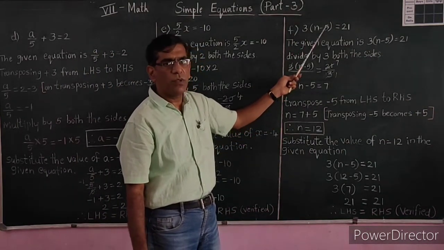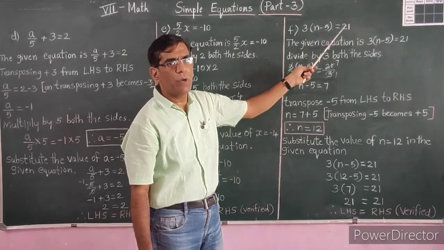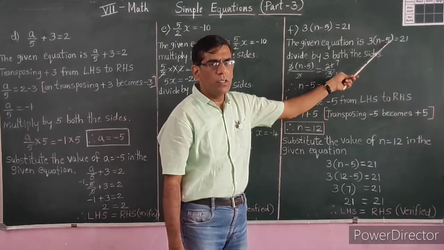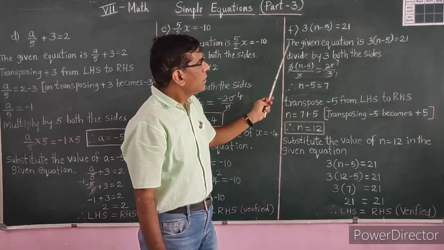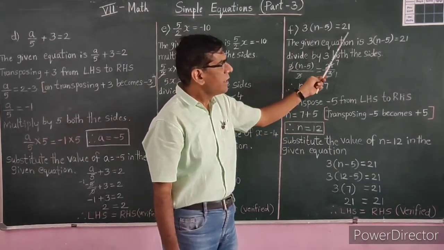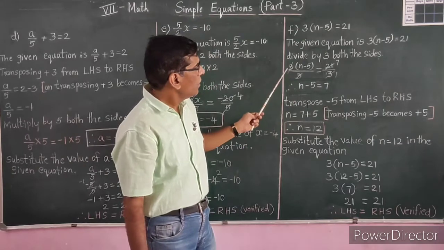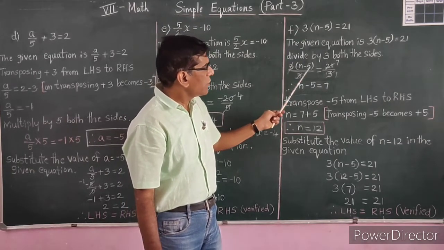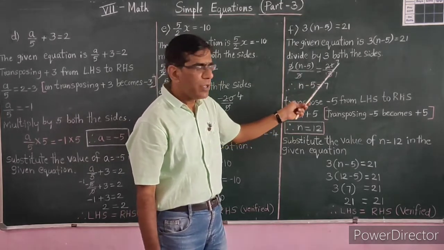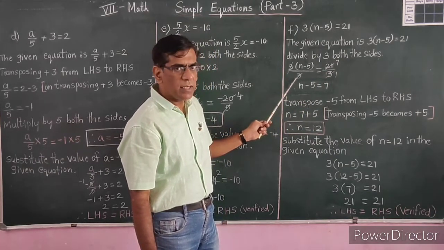Here is the last problem. 3 into n minus 5 is equal to 21. The given equation is 3 of n minus 5 is equal to 21. Divide by 3 both the sides, left side and right side. 3 of n minus 5 divided by 3 is equal to 21 divided by 3. Now this 3 and this 3 get cancelled.